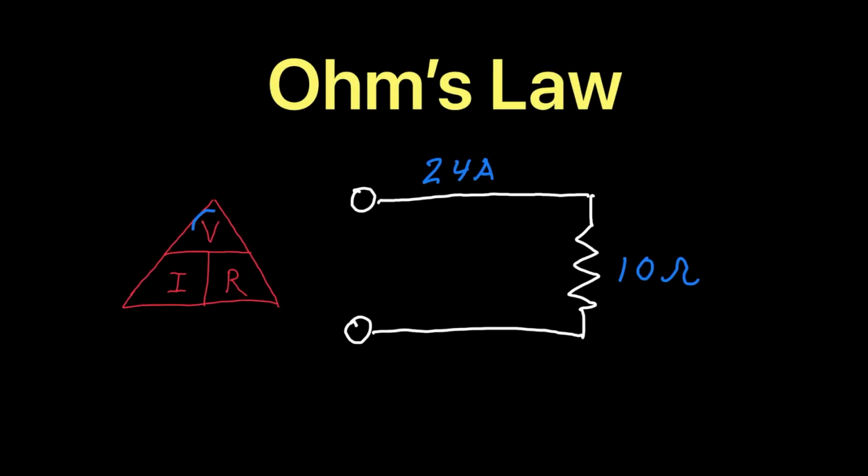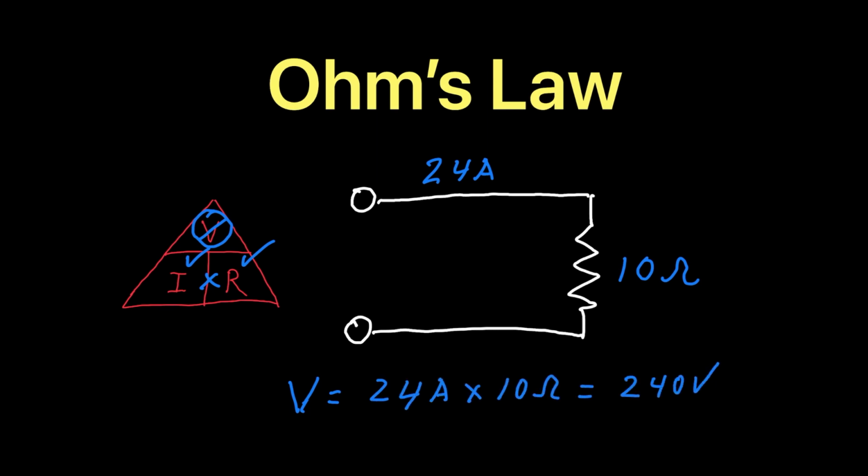What if you knew the current and the resistance, but not the voltage? You would cover up the V on the Ohm's law triangle and multiply the resistance by the current, which would be 10 ohms times 24 amps, or 240 volts.